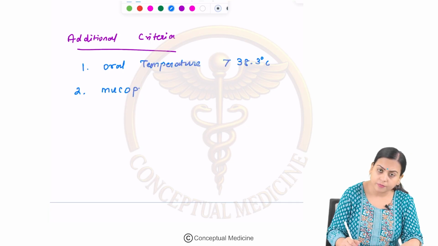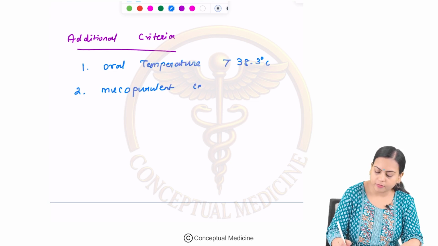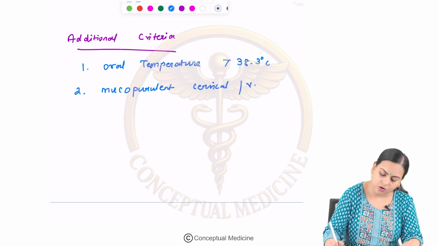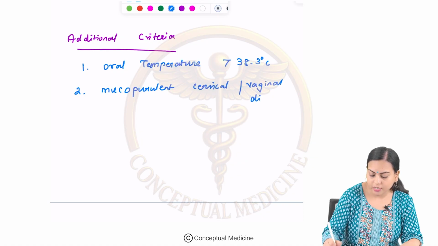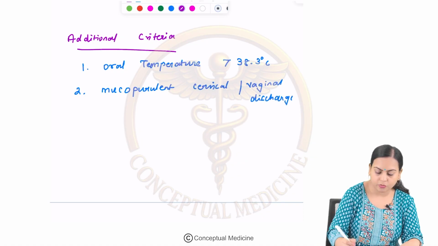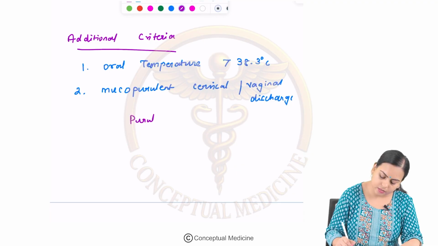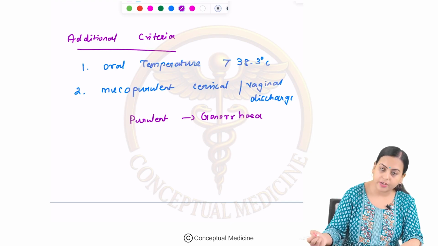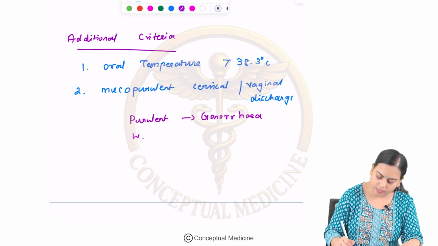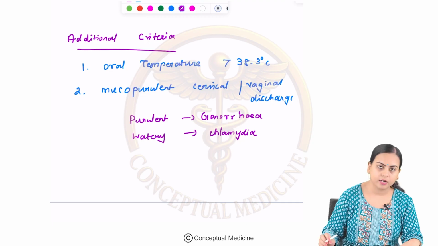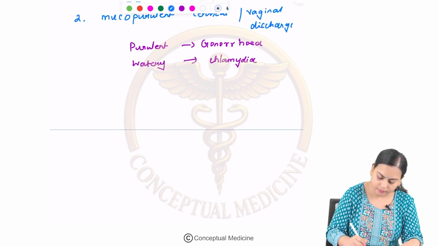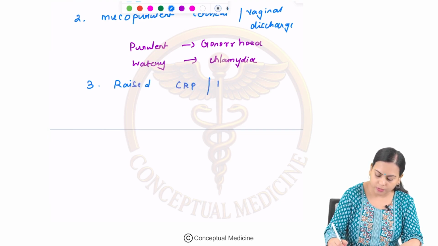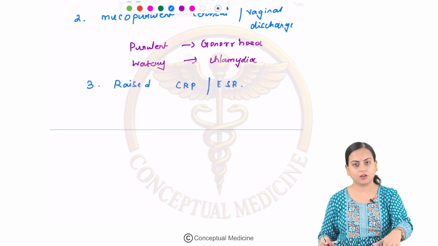You can have a mucopurulent cervical or vaginal discharge. And here I will mention one thing. Most of the times purulent discharge means you have to think about gonorrhoeae, whereas watery mucus discharge means you have to think about chlamydial infection. Clear? Right. And then there can be raised C-reactive protein or ESR also.